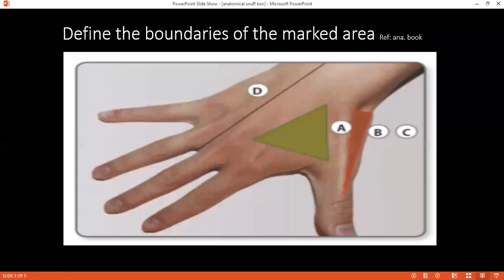Extensor, ma'am. Extensor retinaculum, please. This one I'll come to later, ma'am. All right, good. Okay, that's the best question, best answer.